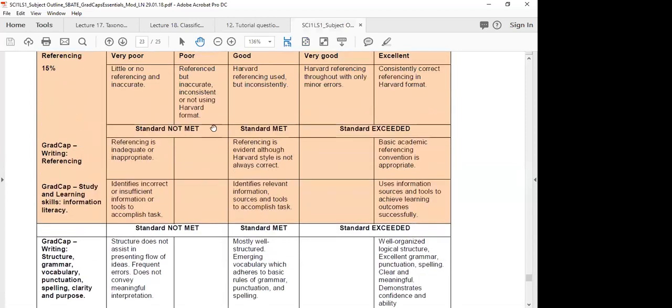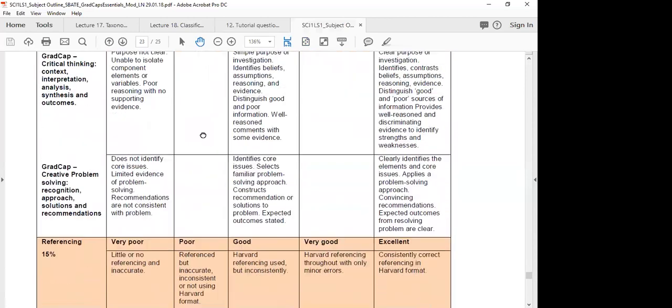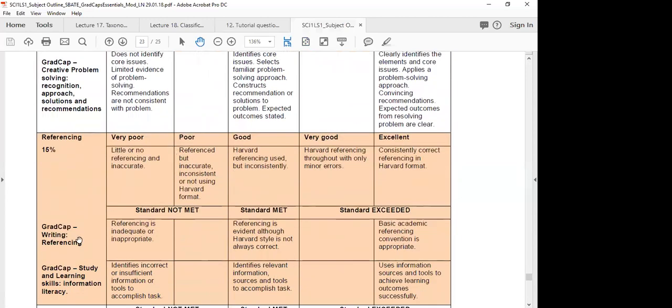Many of these I'll be assessing based on your report itself. So for example, for the grad cap on referencing, I can take that from your assessed referencing in your report. If you achieved an excellent or very good for referencing, then I would give you a standard exceeded for that. If you got good for referencing, then I'll give you a standard met, and so on.